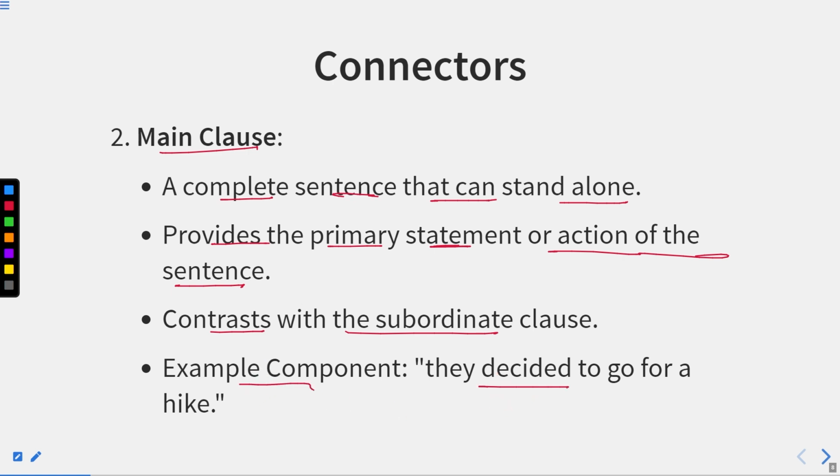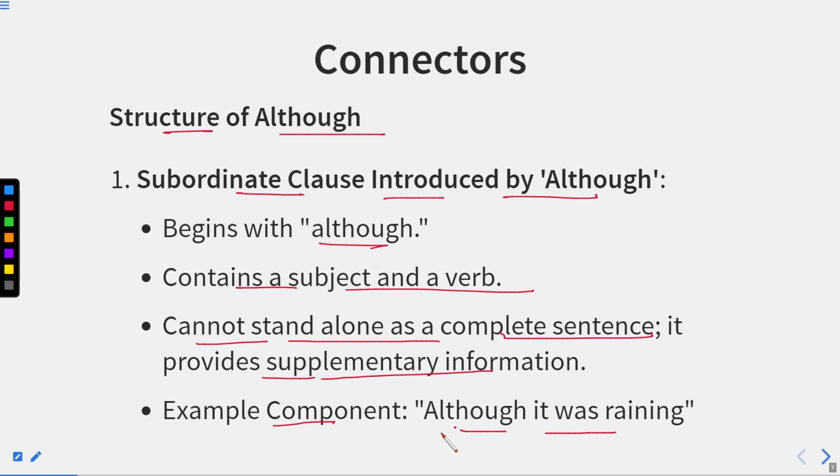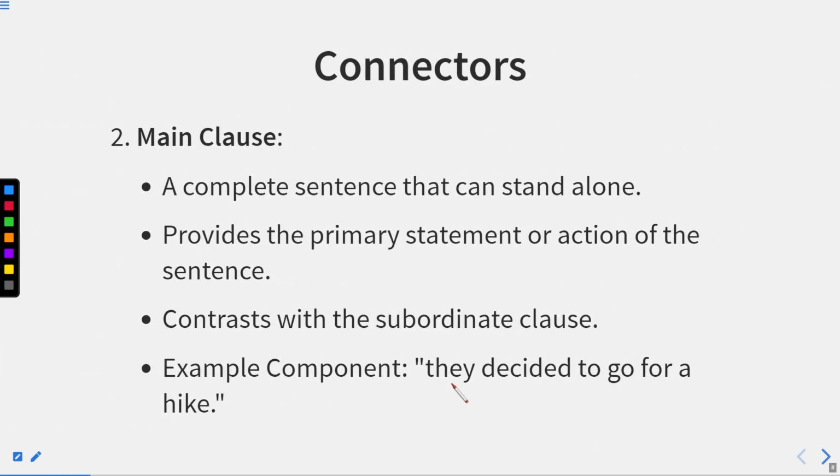Example: they decided to go for a hike. So this is actually the main clause. Now if I combine these two sentences: although it was raining, they decided to go for a hike. So these two will make the entire sentence. But if we see the main clause, that is complete in itself. If we see the subordinate clause, that is not complete in itself.